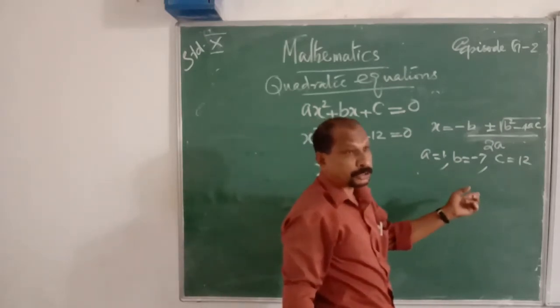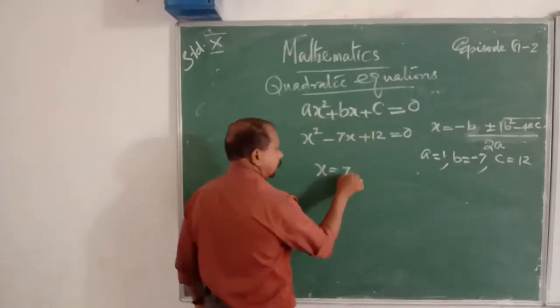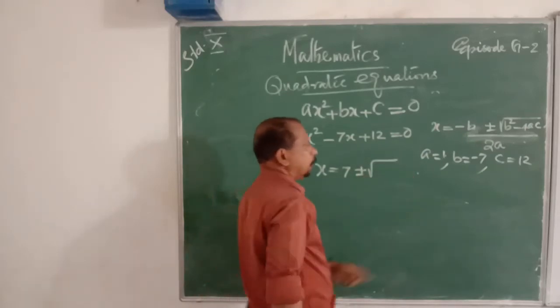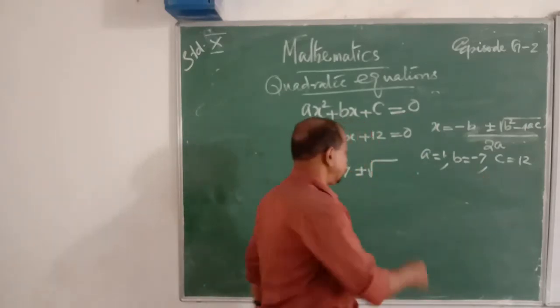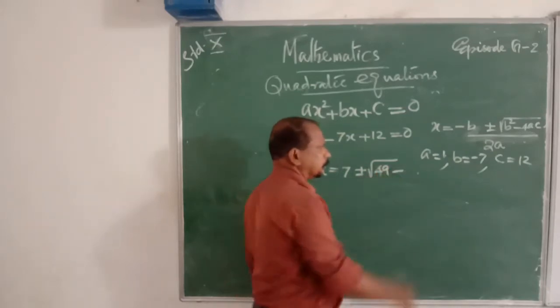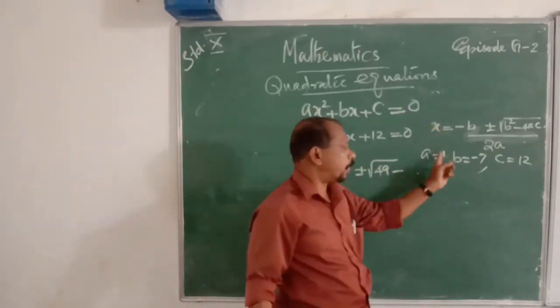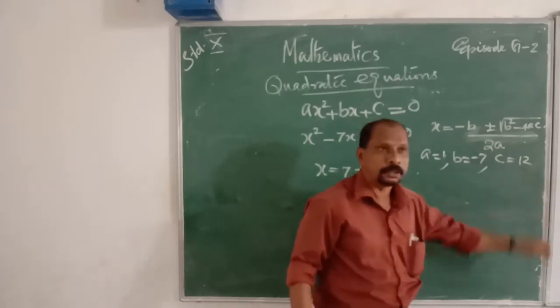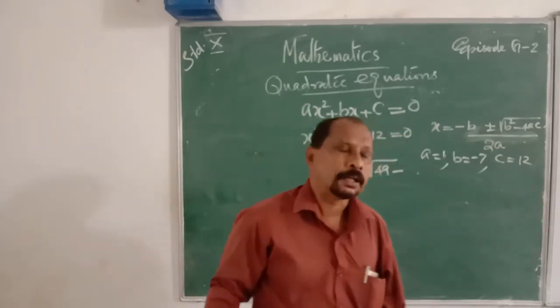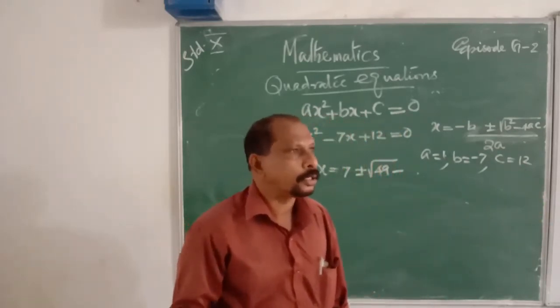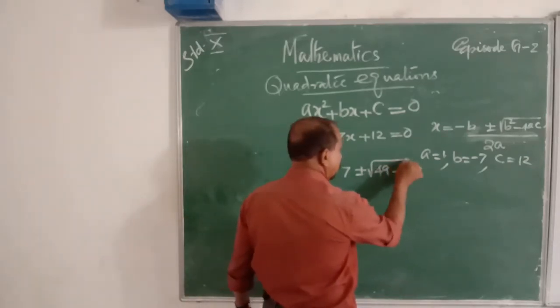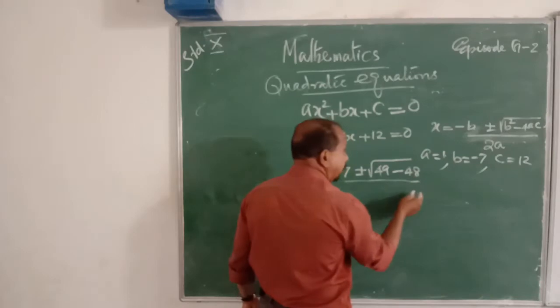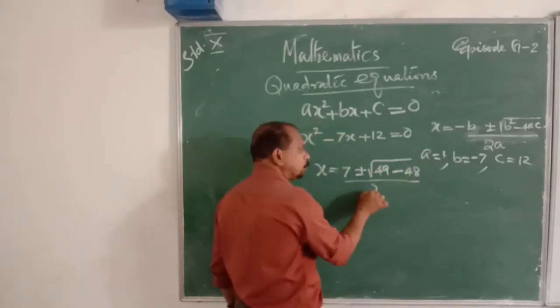Minus B, minus of minus 7, it is plus 7, plus or minus root of minus 7 square. Minus 7 square is positive, 7 square is 49. Minus 4AC, 4 into 1 into C, 12. 12 into 4 is 48. Whole divided by 2A, 2 into 1, that is 2.